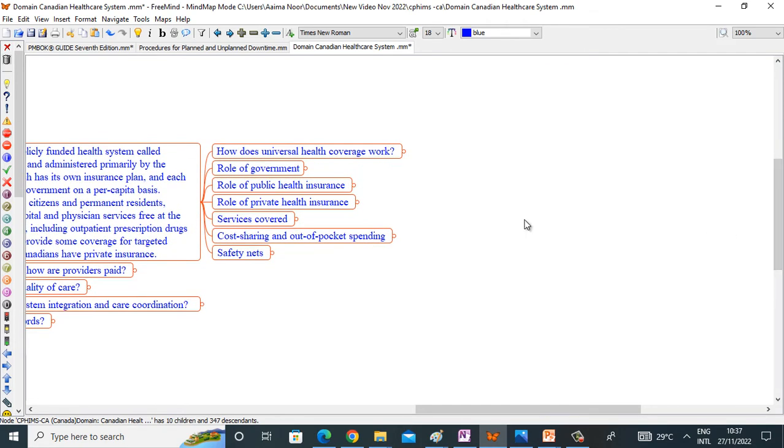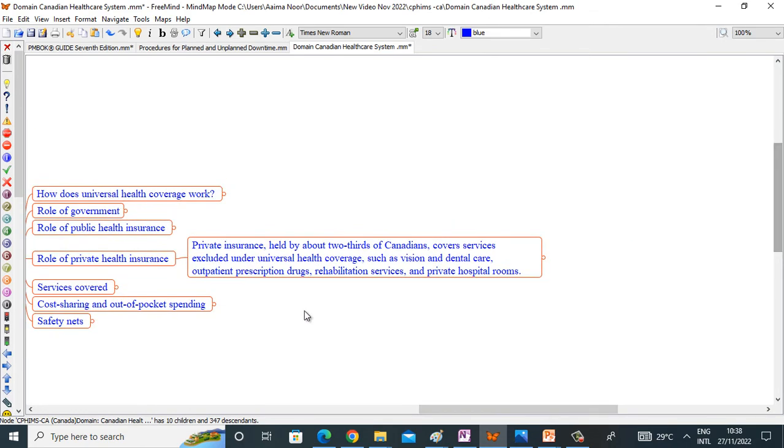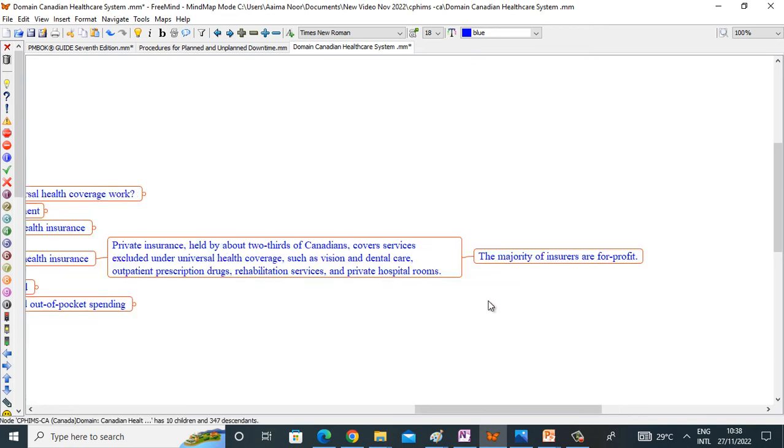Now we'll see the role of private health insurance. Private insurance, held by about two-thirds of Canadians, covers services excluded under universal health coverage, such as vision and dental care, outpatient prescription drugs, rehabilitation services and private hospital rooms. The majority of the insurers are for-profit.